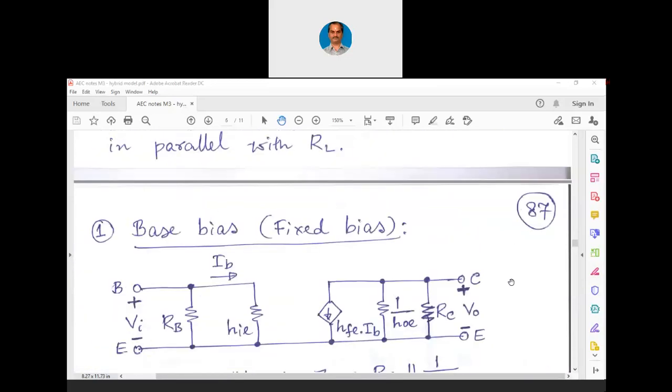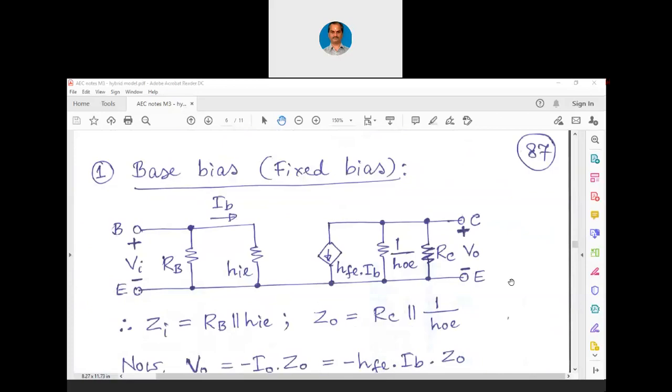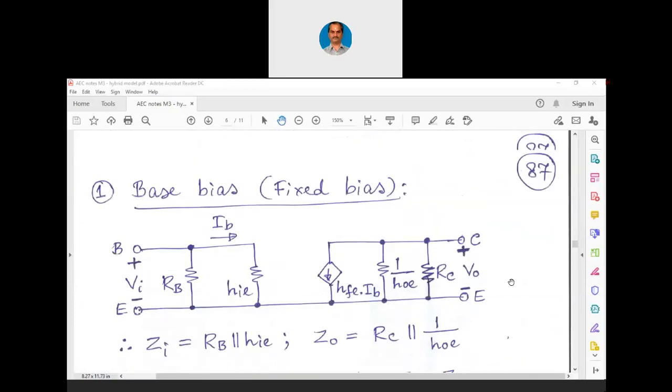Now let us apply this hybrid model for our regular circuitry. Now look at the circuitry. We have written the base bias or fixed bias. I have not written the circuit diagram now. You will have to visualize the circuit diagram of the base bias. I had told you that by keeping on looking at these diagrams, you must be able to visualize these circuit diagrams whenever you recall them or take them out from your memory.